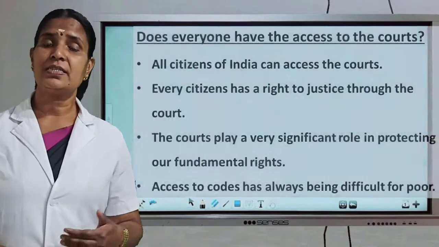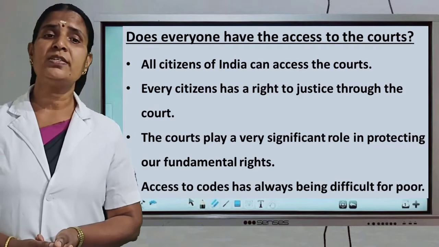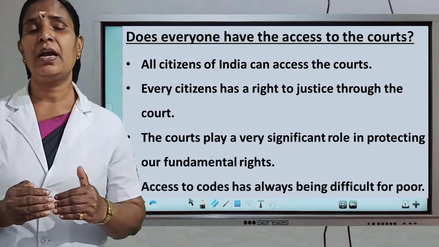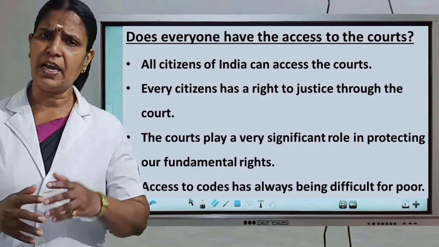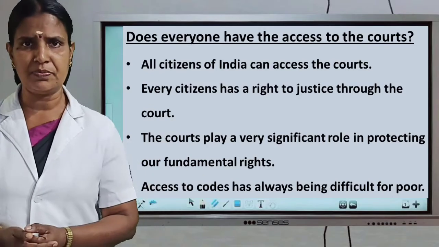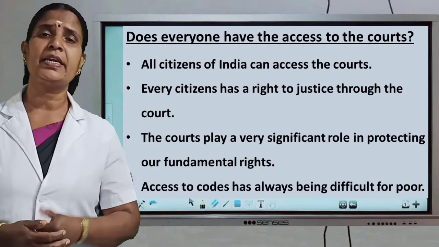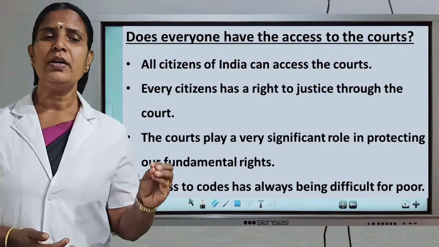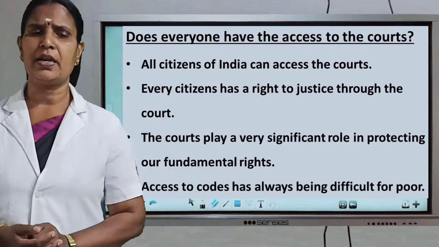Does everyone have access to the courts? Yes, all citizens of India can access the courts. Every citizen has the right to justice through the court. Each and every person, if they feel that their fundamental rights are being violated and they are facing troubles from other persons, can approach the court for justice. Clear? The courts play a very significant role in protecting the fundamental rights.